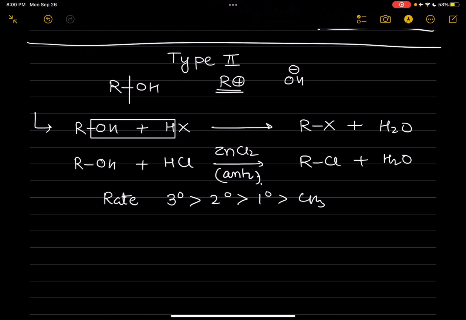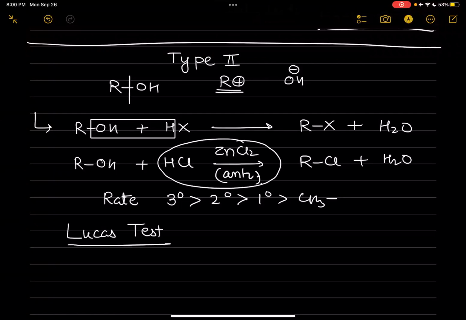So this, its name starts from L. This is Lucas test. And this is HCl and ZnCl2 anhydrous. So it serves the purpose of a test. It also serves the purpose of conversion. Suppose you want to convert alcohol to alkyl halide, take HCl and ZnCl2. Water is going to get removed from the OH and the H plus, and you are going to have alkyl chloride. ZnCl2 is taken as a catalyst.